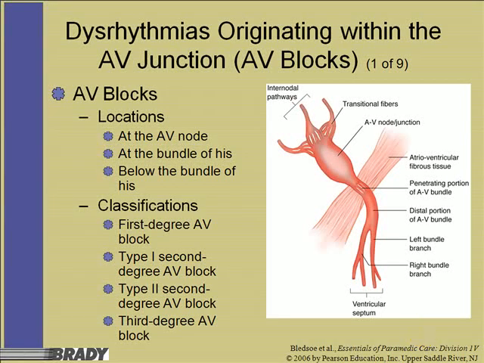Okay, so we've talked about dysrhythmias originating in the SA node and the AV node. Now we're going to talk about the AV junction. So we've gotten a little further down in the conduction system to the AV junction, and if we remember from normal conduction, there's a slight pause at that AV junction to allow for ventricular filling.